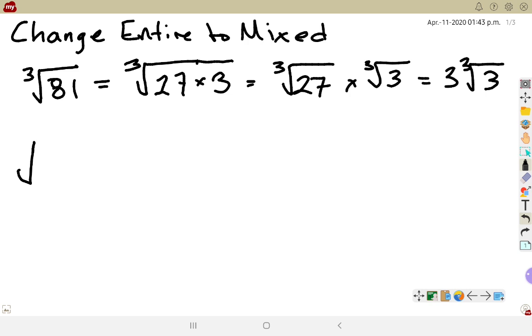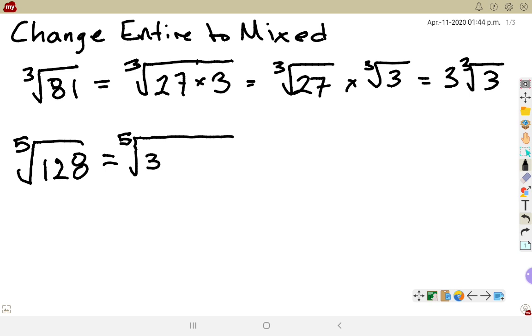Now I can do that with any index, so I'll just throw in a 5, and let's find the fifth root of 128. We'll change that from entire into mixed. So for that one, the fifth root of, so I need something that's a perfect fifth. So chances are as your index gets higher, it's a good bet that you're going to be pulling out a 2 or a 3.